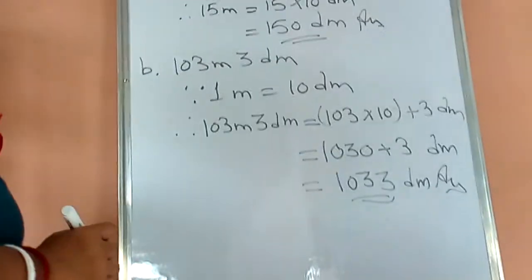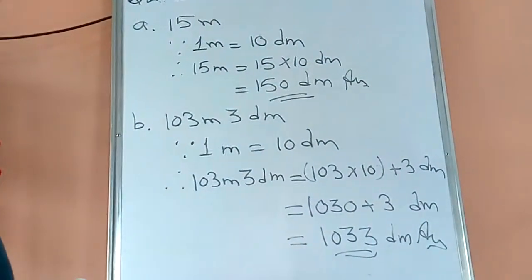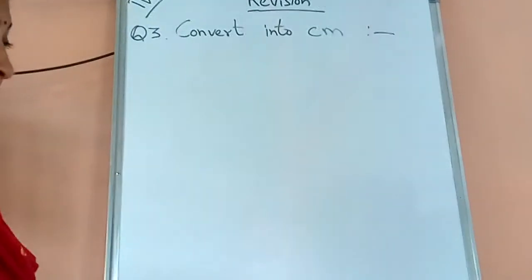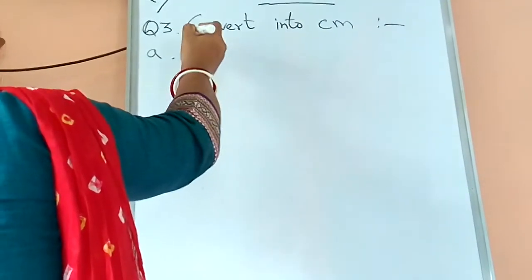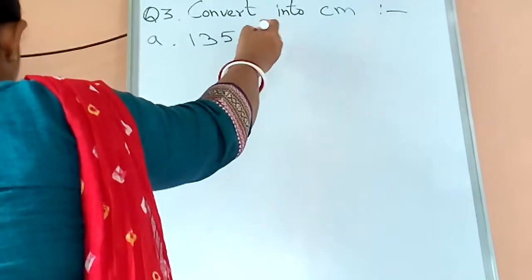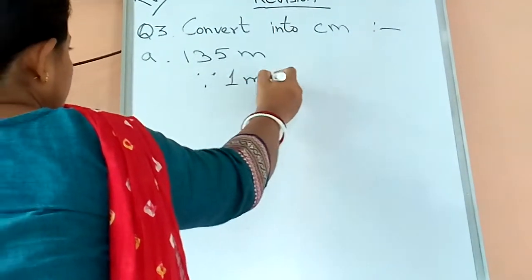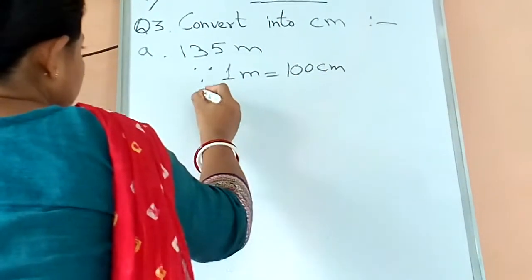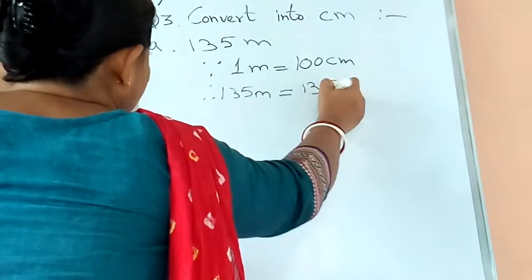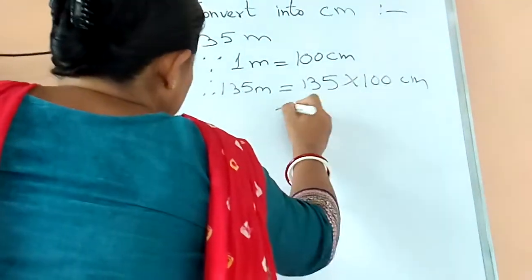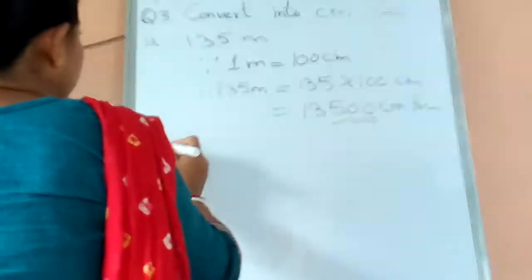So this type of sums you will solve to change from meter to decimeter. Let's start question number 3. Now question number 3 is convert into centimeter. The first question I am writing. Suppose it is given 135 meter. Now change this into centimeter. As we know that 1 meter is equal to 100 centimeter. Therefore 135 meter is equal to 135 into 100. So the answer is 13500 centimeter.